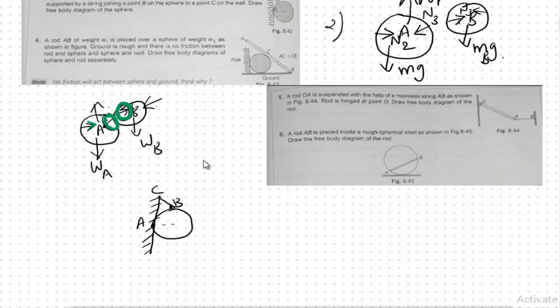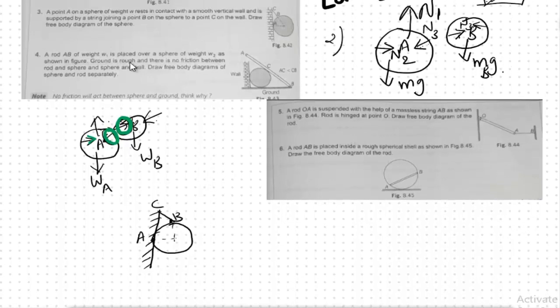Here we need to draw the free body diagram of the sphere. The point A on the sphere, of weight W, rests in contact with a smooth vertical wall and is supported by a string joining a point B on the sphere to a point C. So which are the forces acting on it? Can you see here?